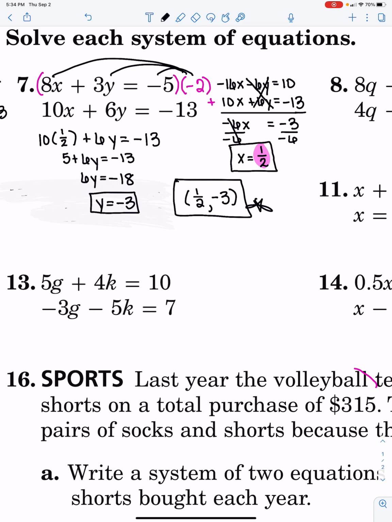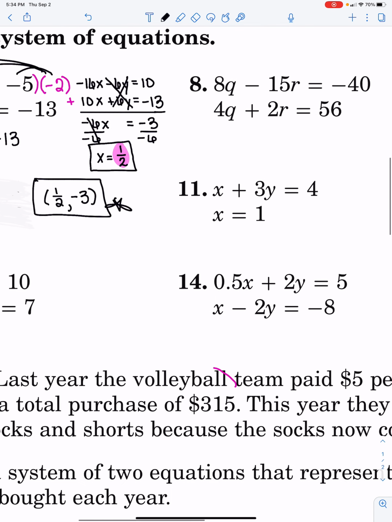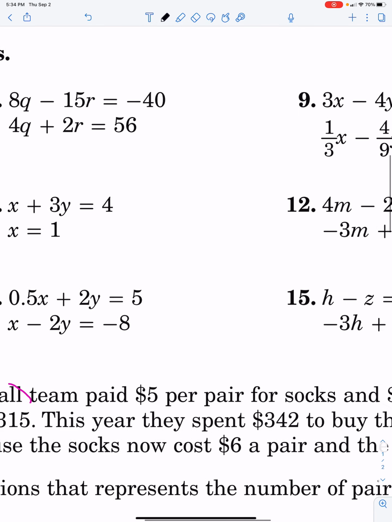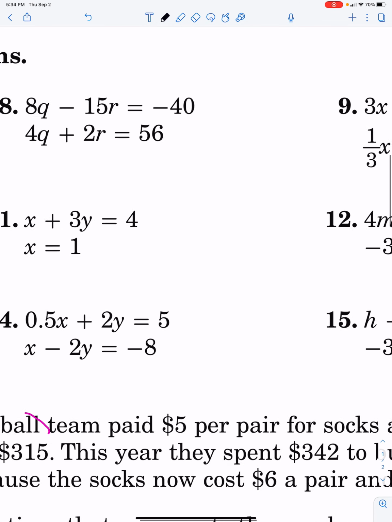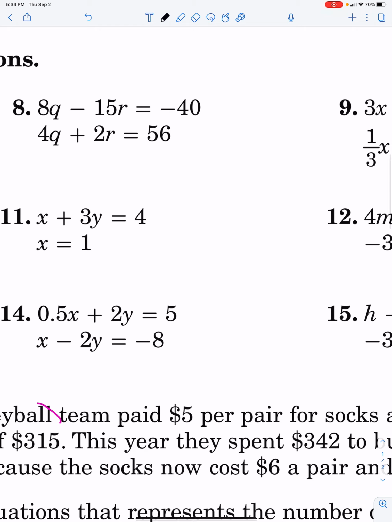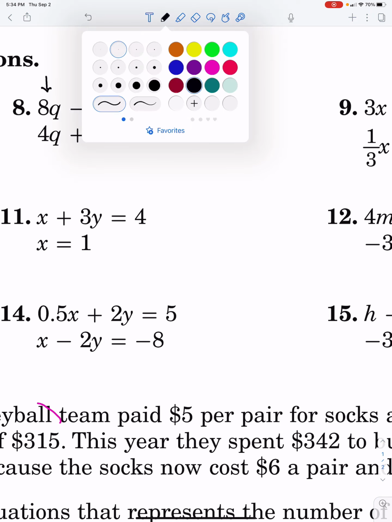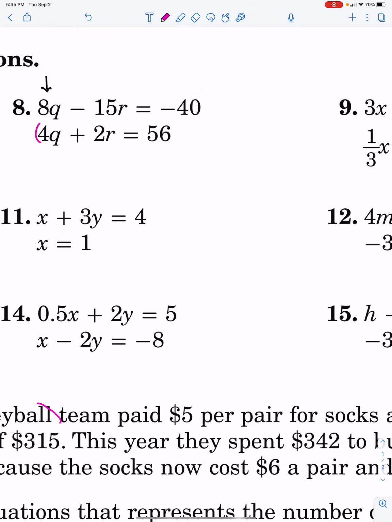All right, I'm going to do number 8. When I'm looking at these, I can see that even though they're all nicely stacked, the 8q and the 4q are likely to find something that I can eliminate. And I can do that by multiplying this whole B equation by negative 2.